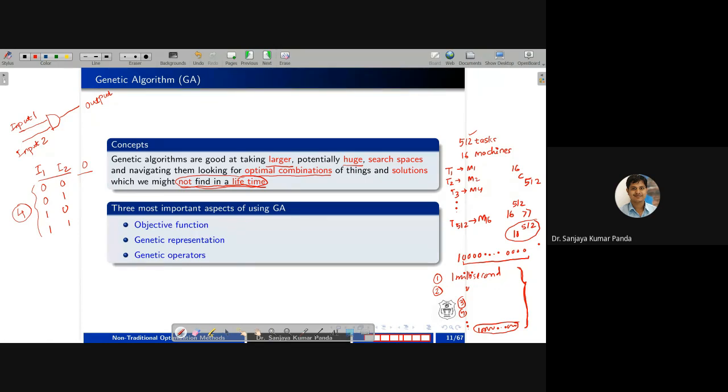Now, there are three most important aspects of the genetic algorithm. The first one we have already discussed, which is called the objective function.